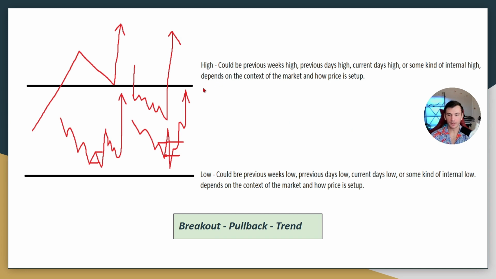All right, internally, maybe this is a previous day's high and a previous day's low. Could be a previous week, could be a previous day, could be the current day's high and low. It could be some kind of internal high and low. And then I've drawn this as a bit of representation of the different kind of patterns that you could see. A lot of times with previous day's high and low, you'll notice that price breaks out and pulls back to those areas and then continues to go higher or lower.